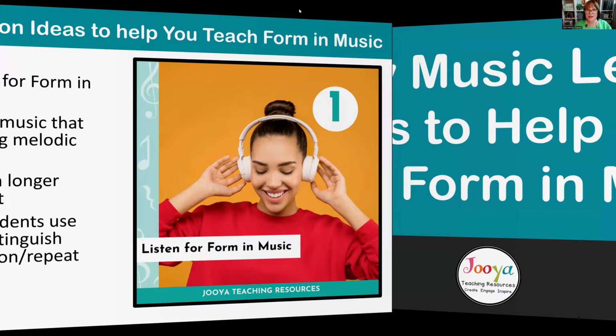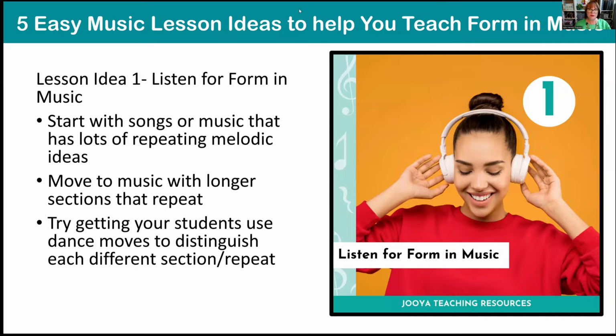So lesson idea number 1. Listen for the form of music. Now, I know this sounds really simple, but what I want you to start with first is choose a piece of music that has lots of repeating sections. So it could be something that's maybe monothematic. It could be something that has lots of little ostinatos, and get the kids to pick out those repeated sections.